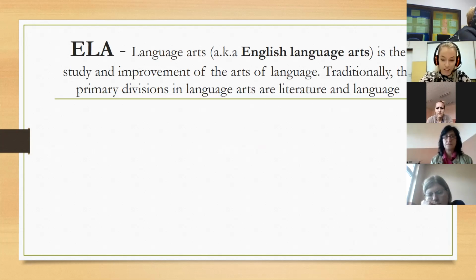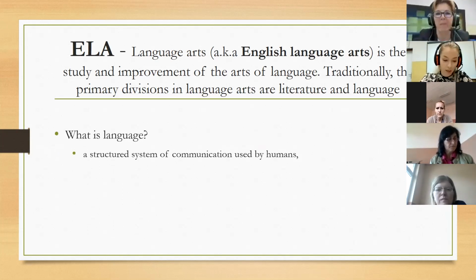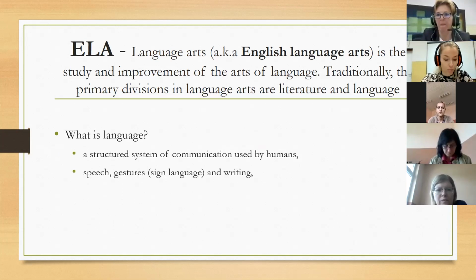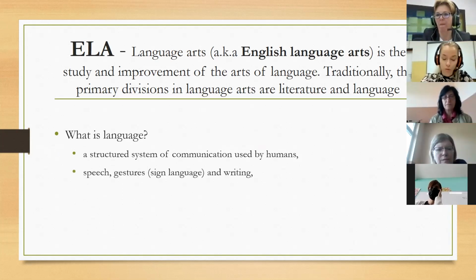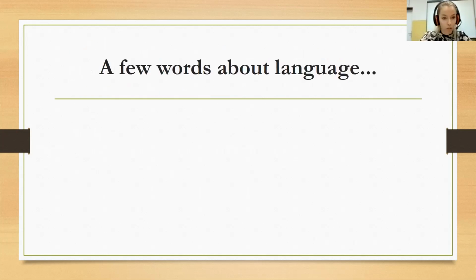It is a structured system of communication used by humans, and it includes speech, spoken language, gestures, and also writing. It is a tool to communicate meaning among people, to understand each other, to share ideas, to establish and develop businesses, and so on. It is also a cultural attribute. Every nation or every ethnic group has different values, beliefs, customs, and also different languages.